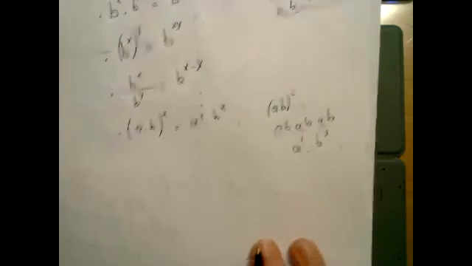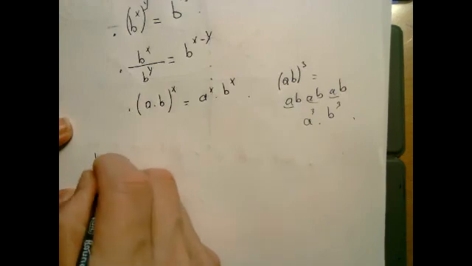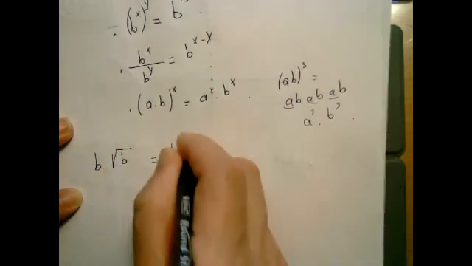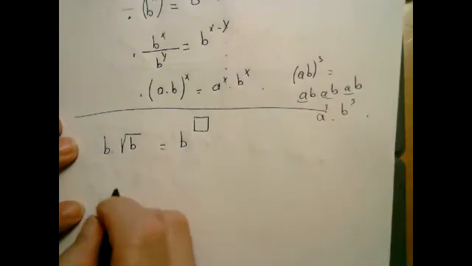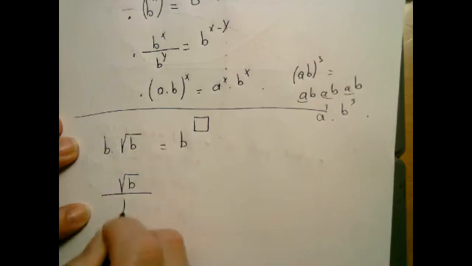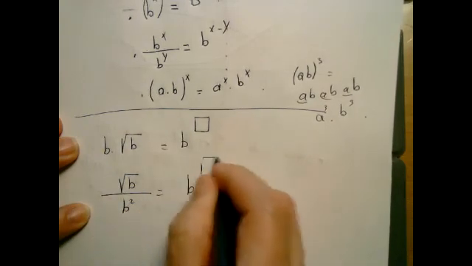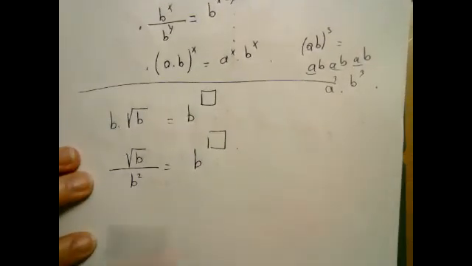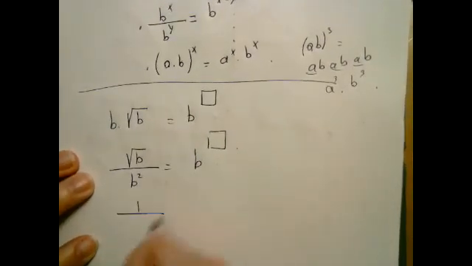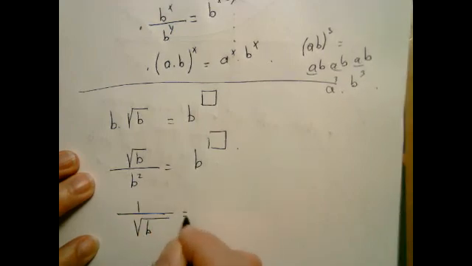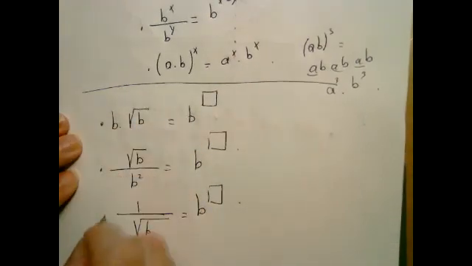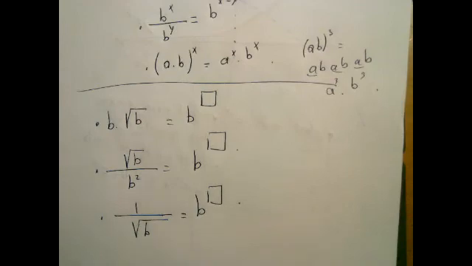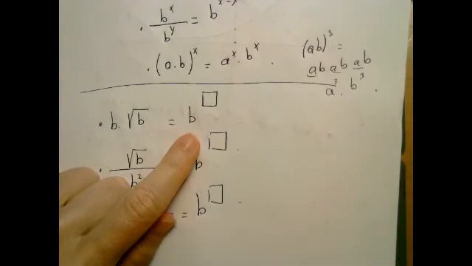So my last question to you is the following. Very, very simple. b times square root of b equals b to the power box. What's in the box? That's my question. Fairly simple. What's in the box? All right. 1, 2, 3. Okay, the first one, what goes in the box?